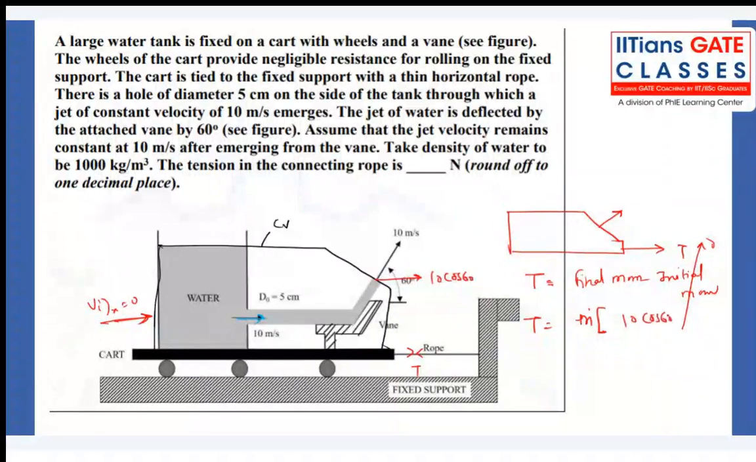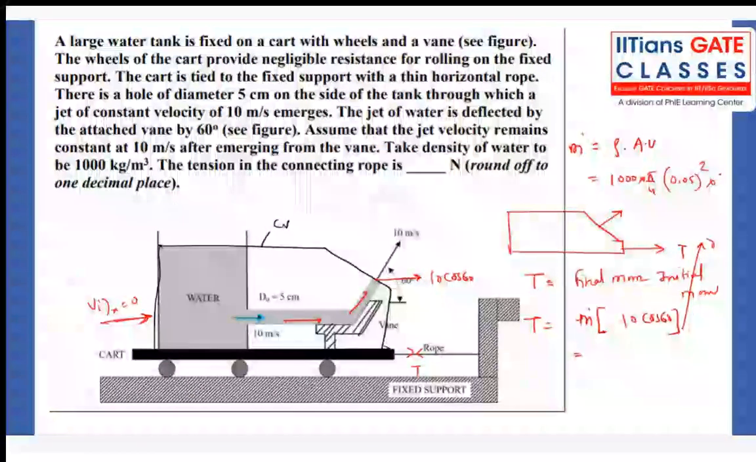What is the mass flow rate with which it is being impinging out? The mass flow rate, how to calculate that? Rho into area into velocity with which it is coming out. So rho is what? 1000. Area is what? Pi by 4 d square, that is 0.05 whole square. Velocity with which it is coming out, that is 10.